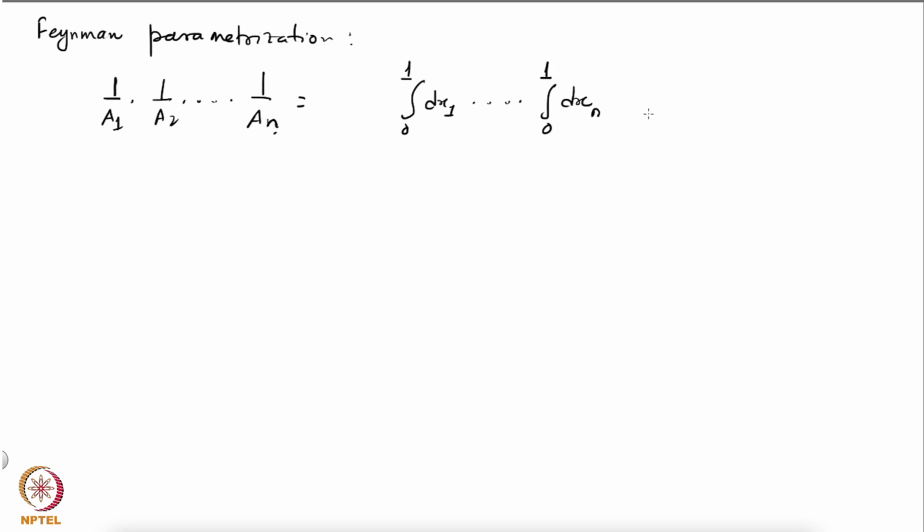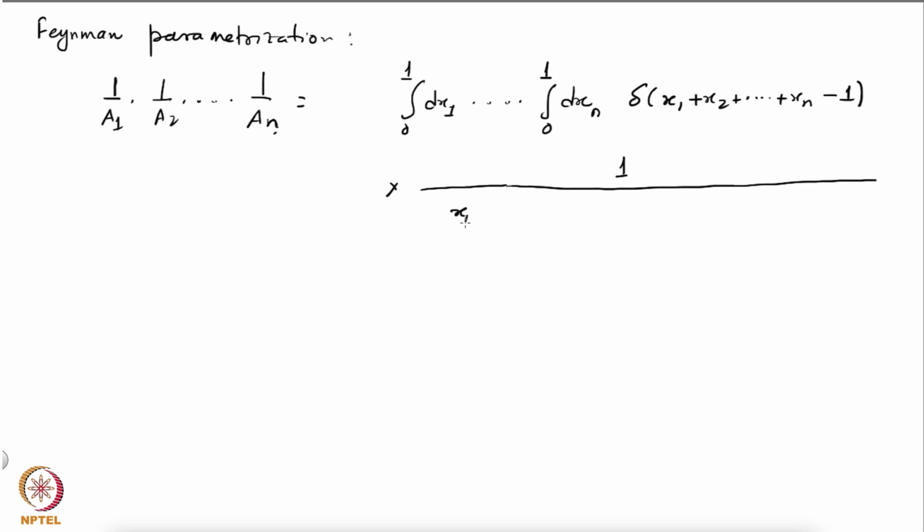Each integral runs from 0 to 1. And then you have a delta function that constrains these x1, x2 values: delta of x1 plus x2 plus so on plus xn minus 1. Meaning this delta function hits only when the sum of all these Feynman parameters is equal to 1, not otherwise. And then the integrand is this. All these denominators a1, a2, a3 up to an nicely combine, and they give you x1 a1 plus x2 a2 plus xn an, and the power is n.